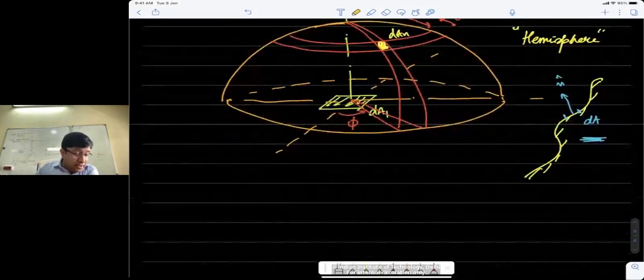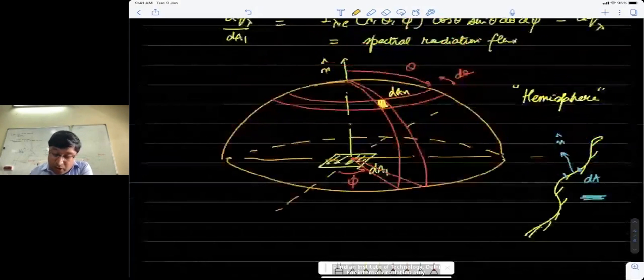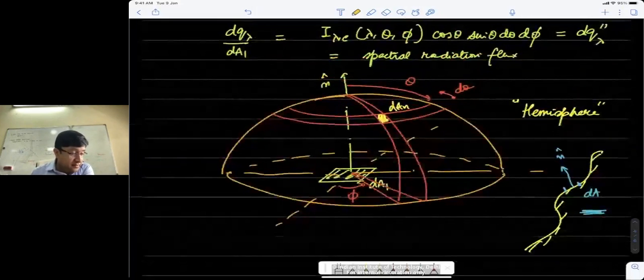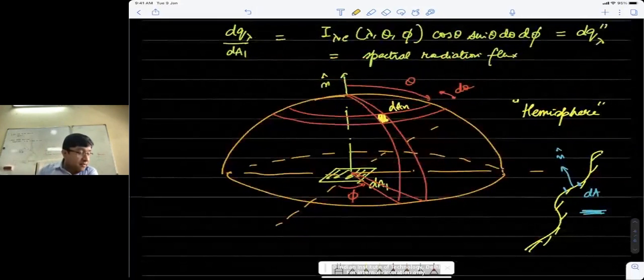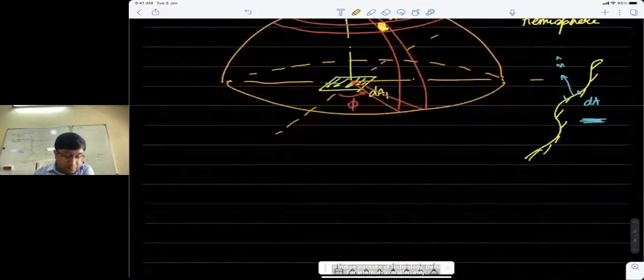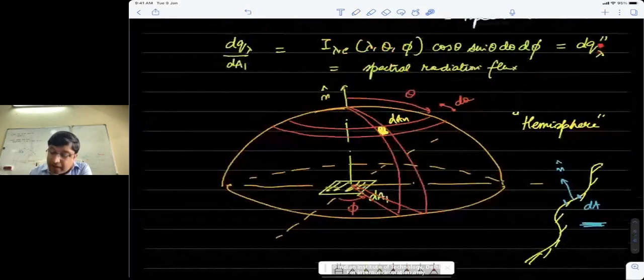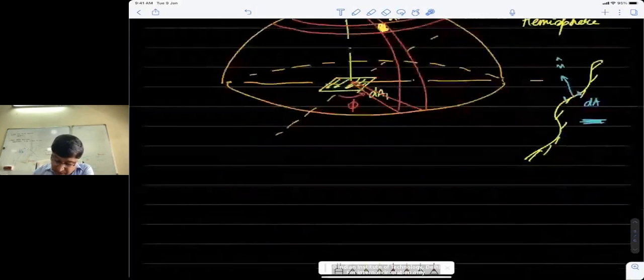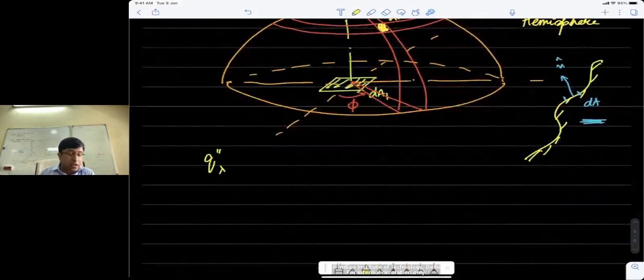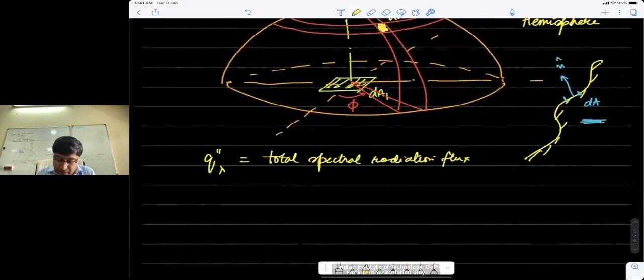Yeah. So we can now calculate what would be the total radiation flux leaving this surface dA1 above in that hemisphere. So we can define what is called q double dash lambda. Basically, we can integrate this dq lambda double dash over the entire hemisphere to get q double dash lambda, which is the total radiation flux, or total spectral, I should say, because lambda is still there. Total spectral radiation flux.